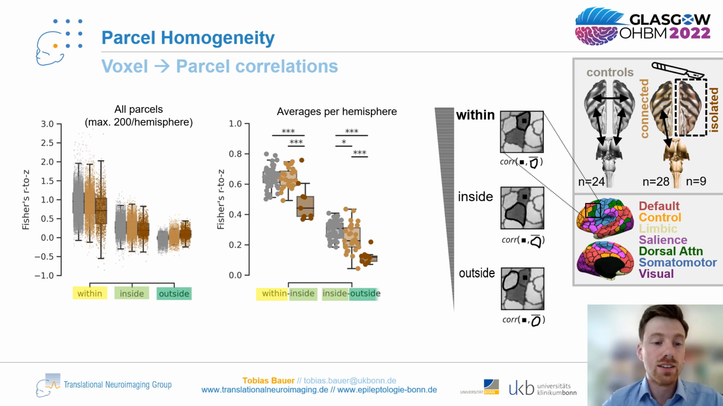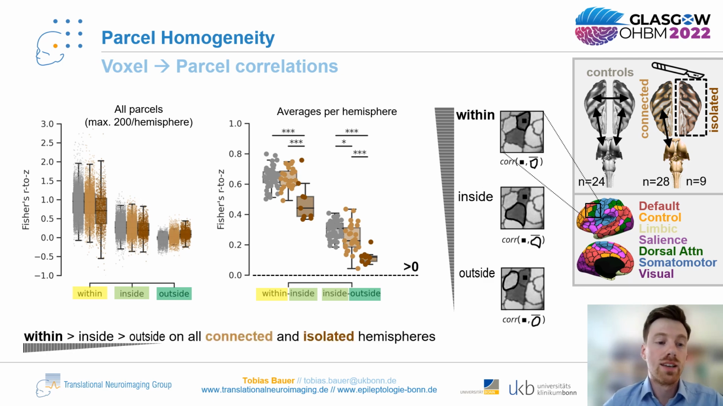And last but not least, also the difference inside minus outside network correlation is bigger than 0 on the isolated and connected hemispheres of a hemispherotomy, which allows us to conclude that this pattern, within greater than inside greater than outside network correlation, is intact on the connected and also on the isolated hemisphere after hemispherotomy, and further that this parcellation into 200 parcels and 7 networks is applicable after surgery.